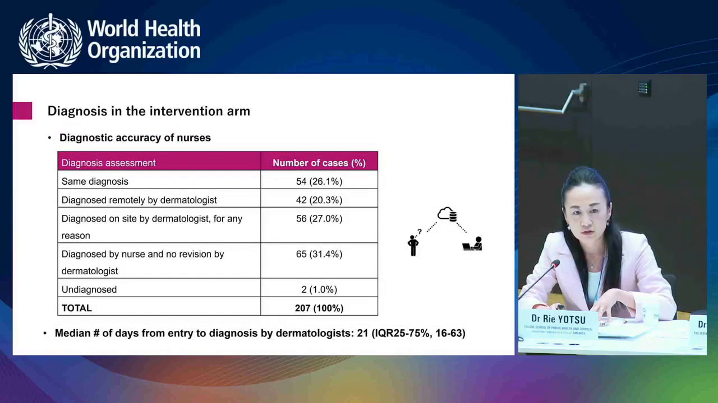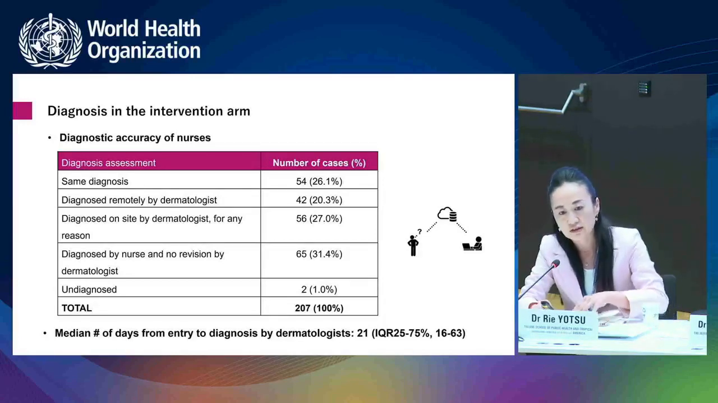This is also showing the diagnosis in the intervention arm, where the nurse's diagnosis was confirmed by the dermatologist. This was seen in 26% of the cases, and this can be an indication of the impact of the training that we had. Also, the diagnosis of 20.3% were supported by dermatologists remotely, and another 27% were done on-site.